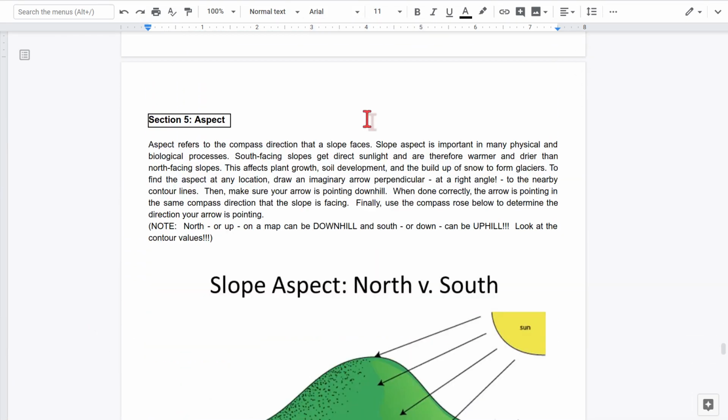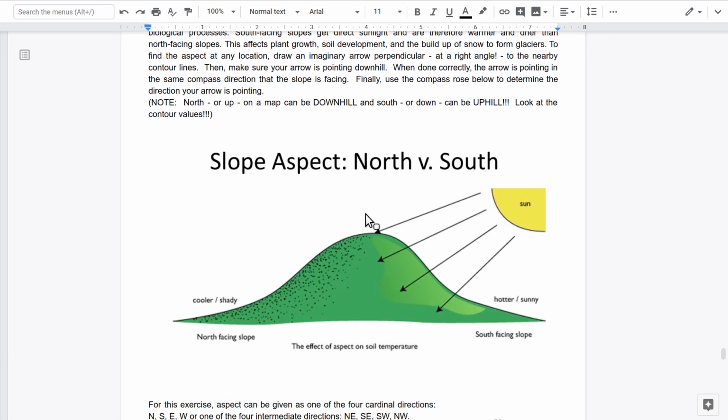The last thing we're going to talk about in this lab is aspect. Aspect refers to the compass direction that a slope faces. In the northern hemisphere and the southern hemisphere, these are different. In the northern hemisphere, south-facing slopes are exposed to more direct sunlight. North-facing slopes are going to be shadier and cooler because they get less energy from the sun.